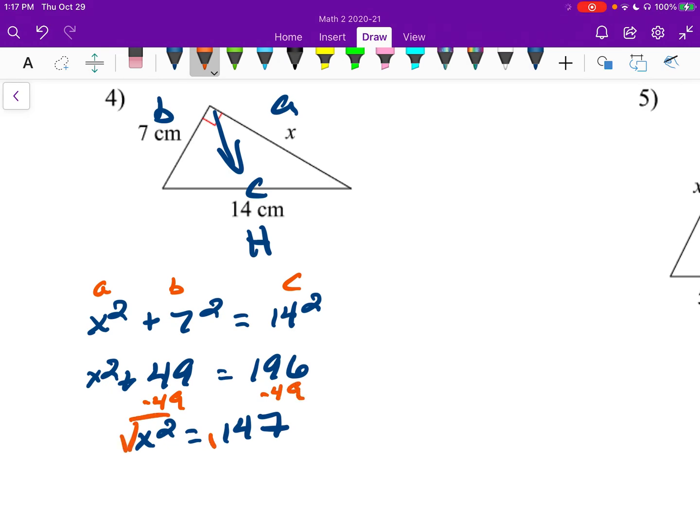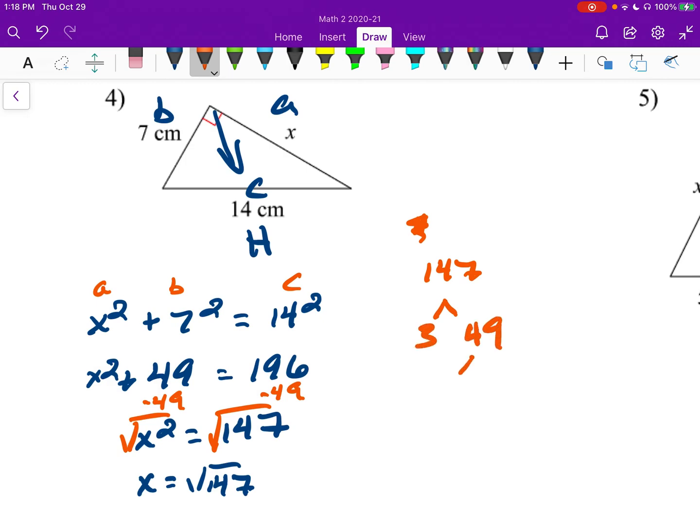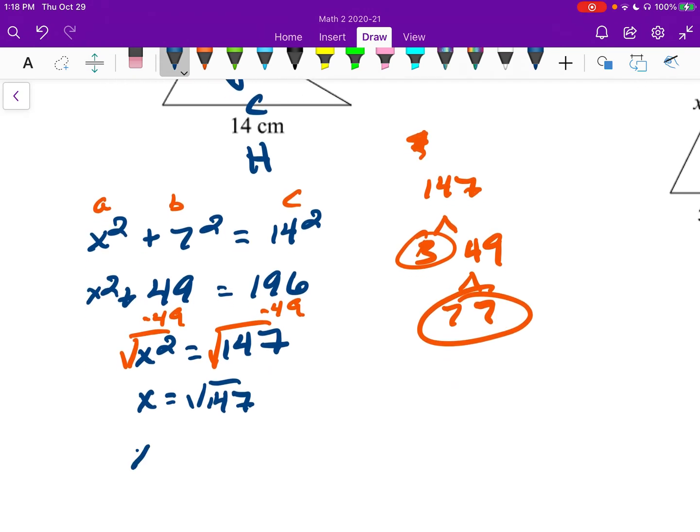Now that we're that far, we can take our roots, and I get, well, x equals root 147, and we want to see, well, can I break up 147? Can I divide by 7, 8, 9, 10, 11, 12? I can divide by 3. 3 and 49, and 49 can break up into 7 and 7. I have a pair of 7s and a single 3, so I'm going to have, well, x equals 7 root 3. My units are centimeters.